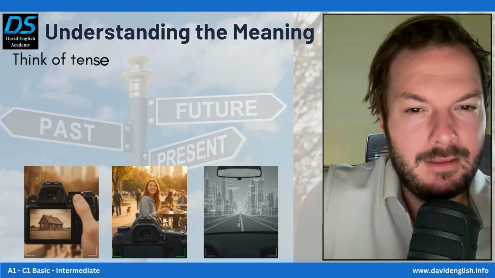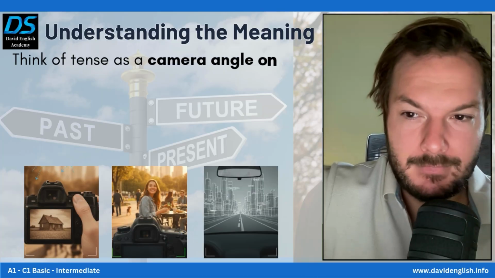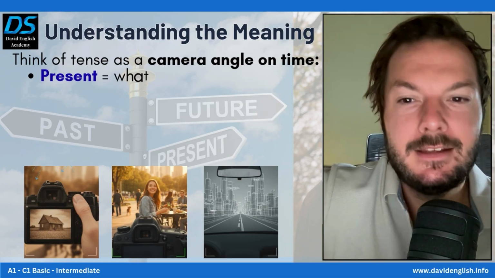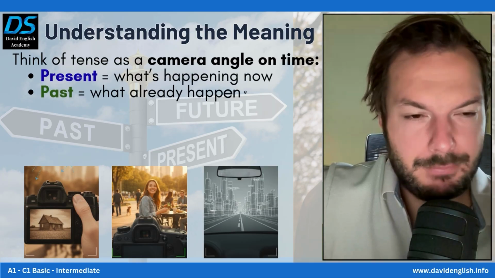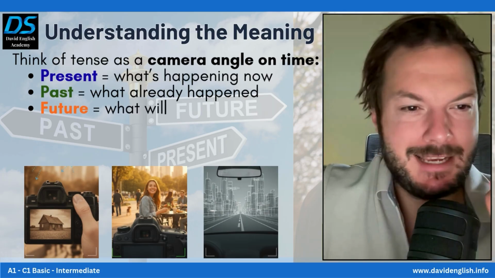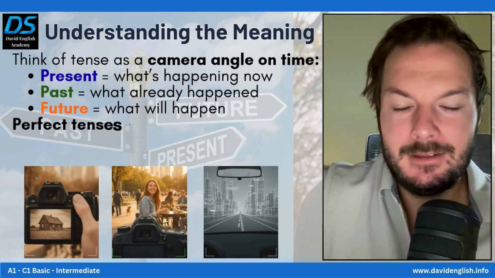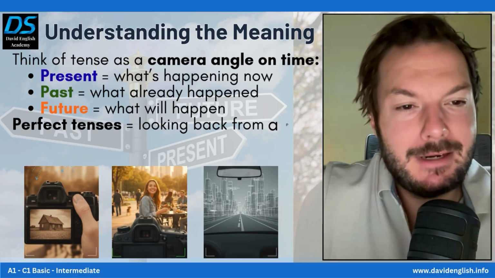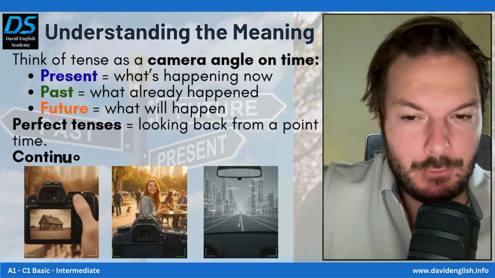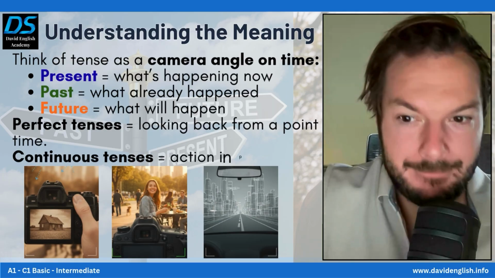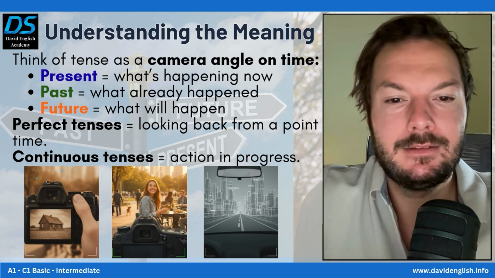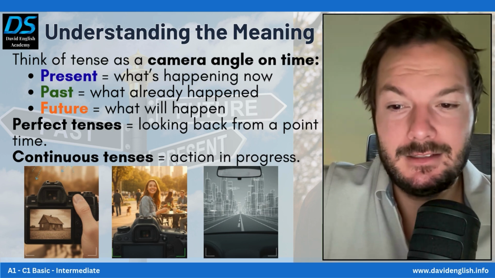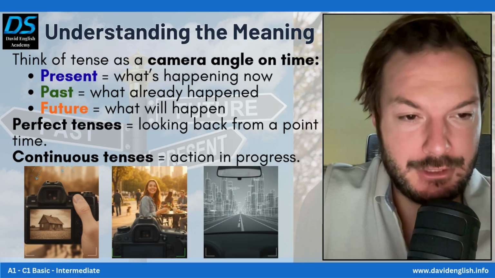Here's another way that you can understand the meaning: think of the tense as a camera angle on time. The present is what's happening now. The past is what already happened. The future is what will happen. And for perfect tenses, it's looking back from a point in time. And continuous tenses show an action in progress.